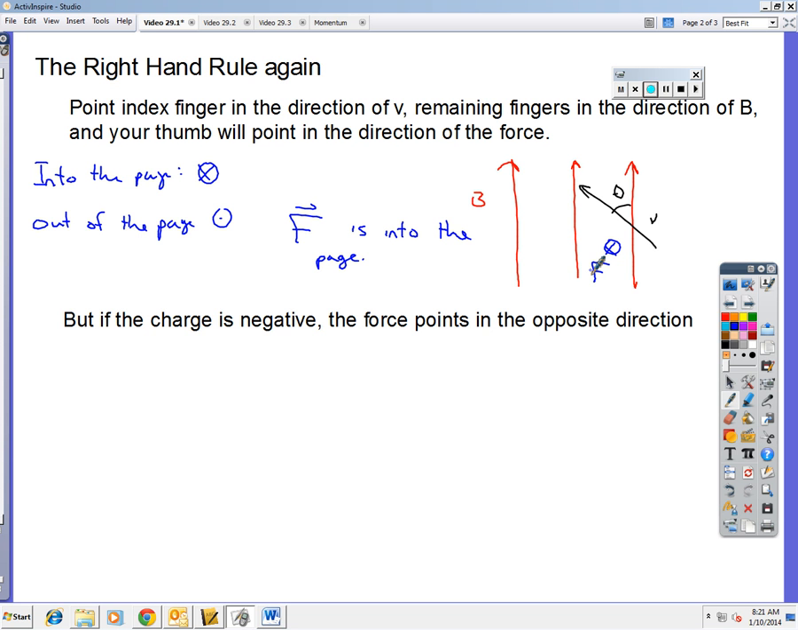Now the last thing is, if you've got a negative charge, the force is going to point in the opposite direction. So if the particle above were an electron, the force would come out of the page, because the right-hand rule says into the page.